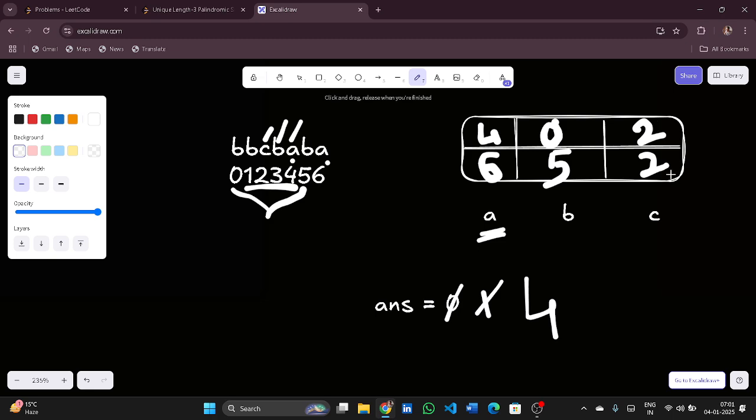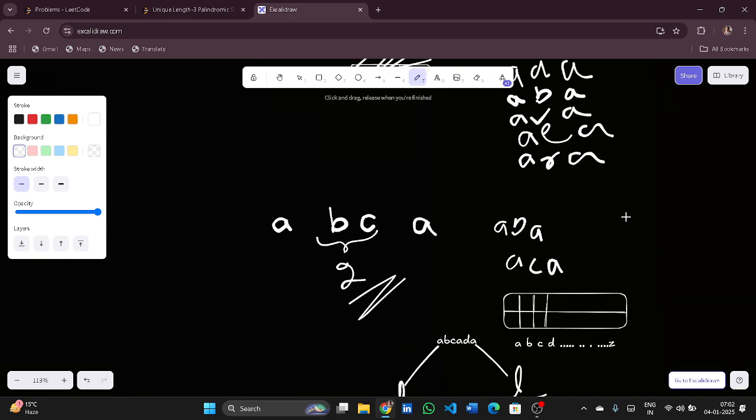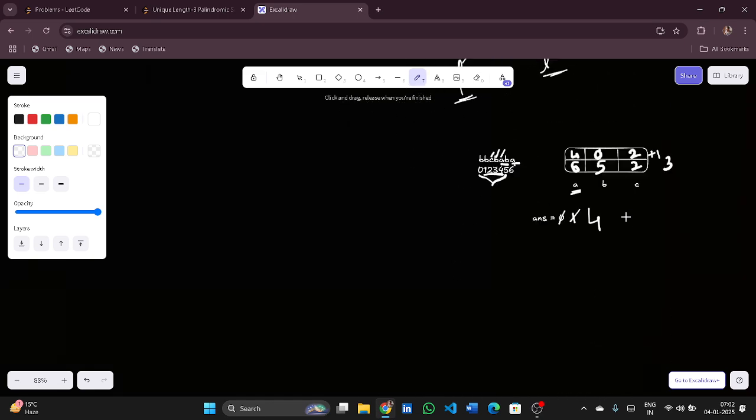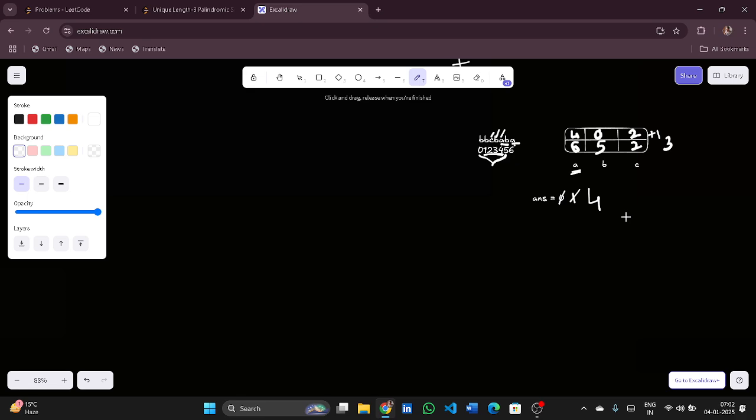And here C and C. We need to consider only when the first occurrence plus 1 is less than the last occurrence. The first occurrence plus 1 will give you 3 because you cannot form a string with less than 3 characters. They clearly said we need to get length 3 palindromes. So this is how you approach this problem.